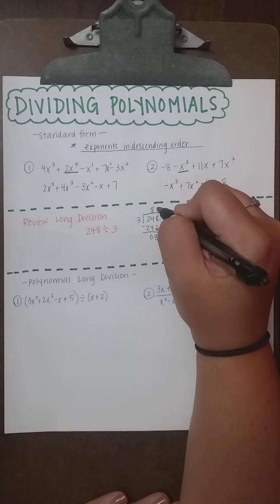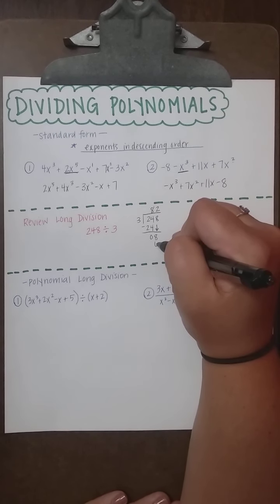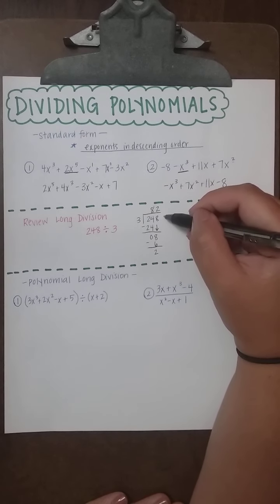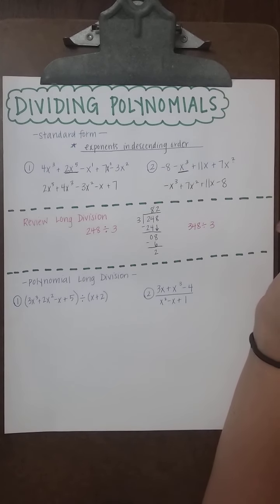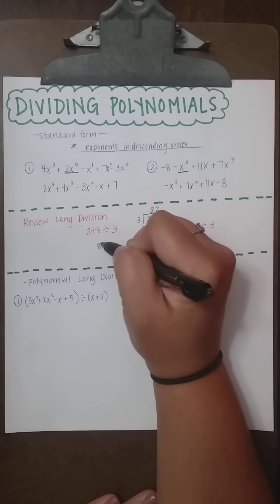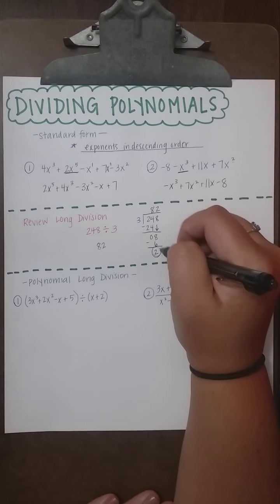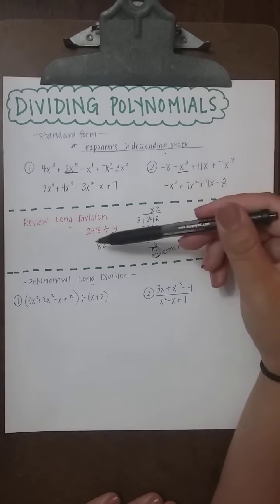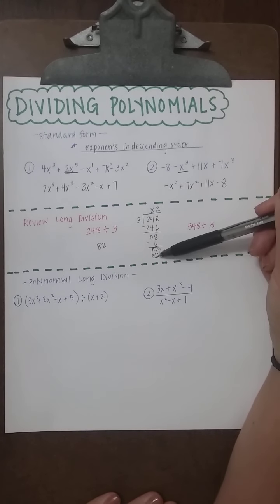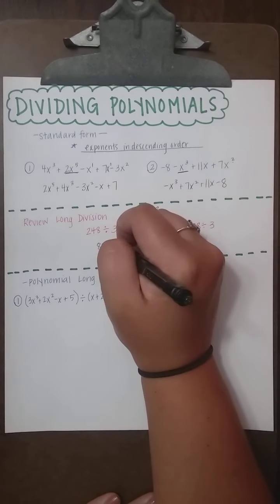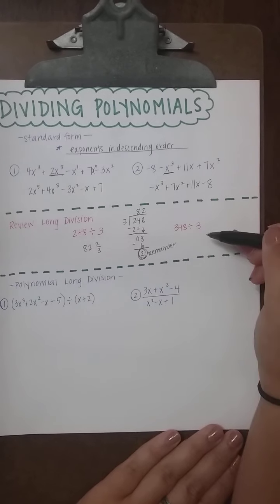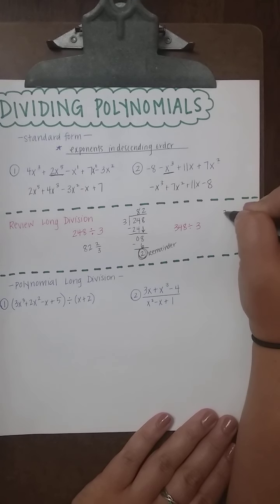3 goes into 8 2 times, and then 2 times 3 is 6, and we subtract, and we get a 2. 3 doesn't go into 2. I could keep going, put a decimal, put some zeros, and keep going, but I don't have to. I can write my answer as 82, and then I call this 2 down here your remainder. So I can say that it's 82 with a remainder of 2, or I can put that 2 over the 3, so I can say that this is 82 and 2/3. Then I'll do it again for 348 divided by 3.